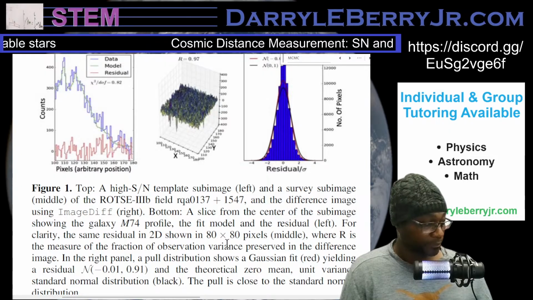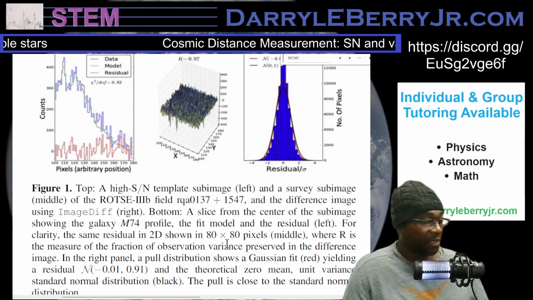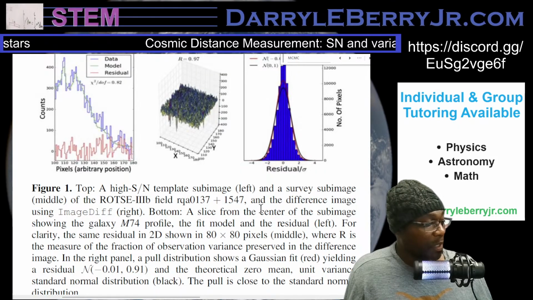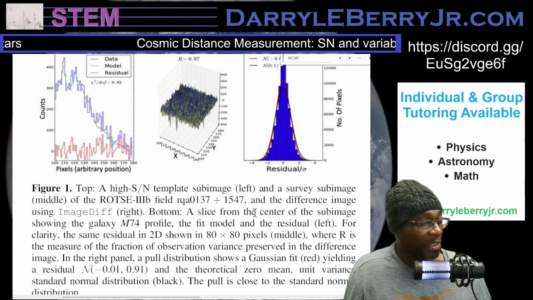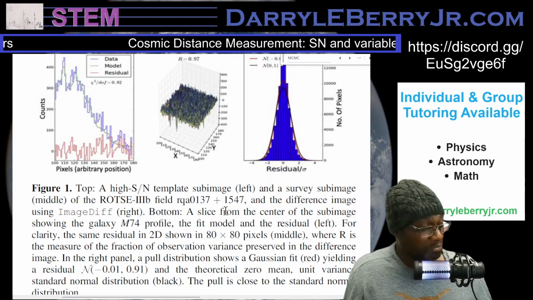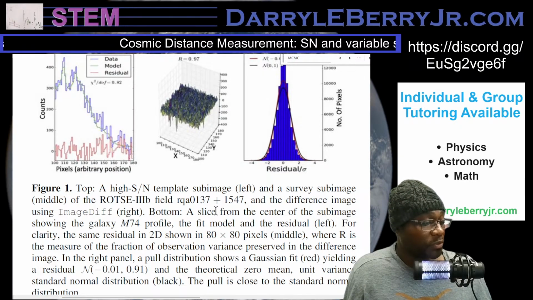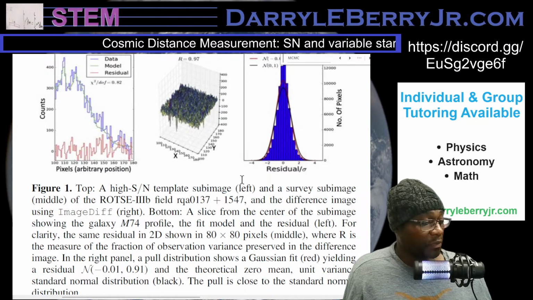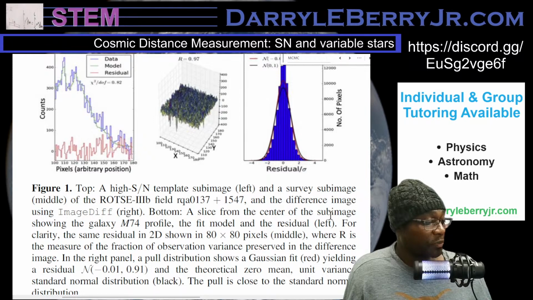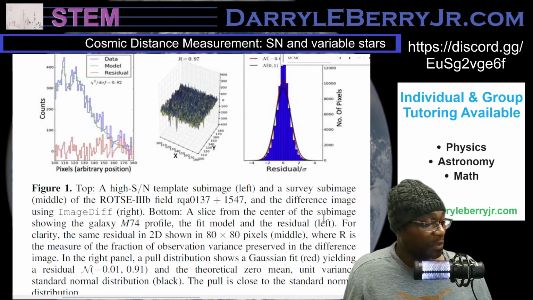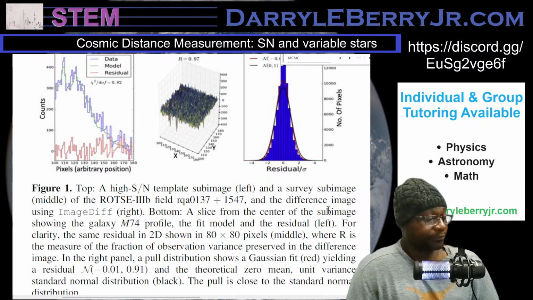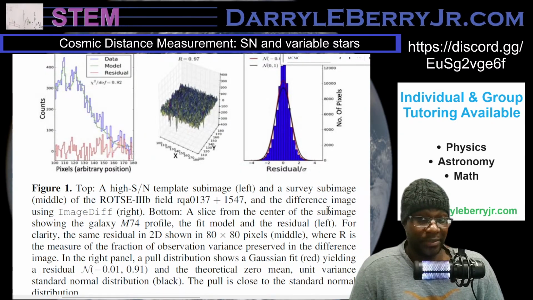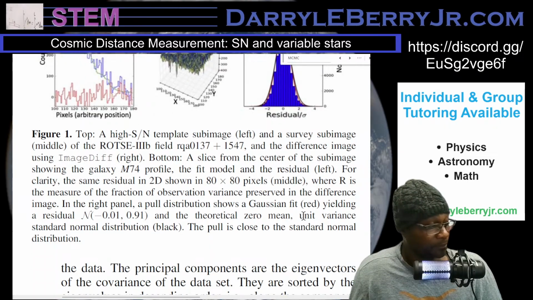For clarity, the same residual in 2D shown in 80 by 80 pixels in the middle, where R is the measure of the fraction of observation variance preserved in the difference image. In the right panel, the pull distribution shows a Gaussian fit, red, yielding a residual, and the theoretical zero mean unit variance standard normal distribution in black. The pull is closer to standard normal, so this is the type of stuff I'll have to end up doing in my PhD. So I'm going to have to learn a whole lot of stuff.